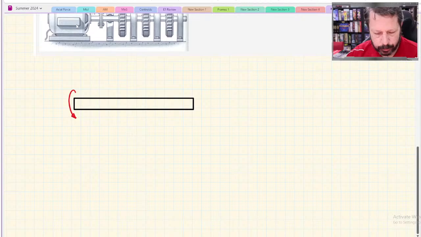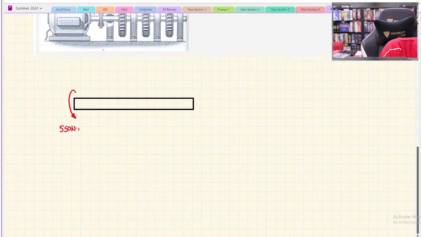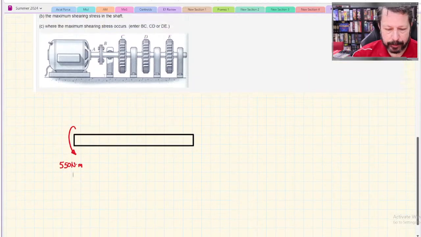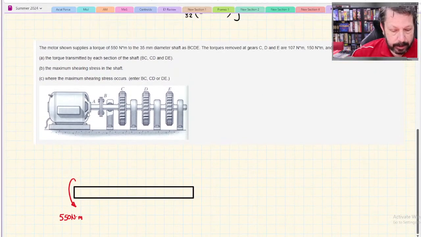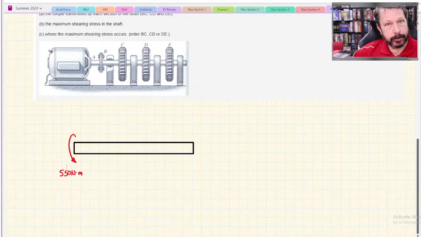What was it, 504? No, 550. This is another one of those that I don't know which way to draw this arrow. There's no real information about the motor spinning clockwise or counterclockwise. So I just picked one direction for the input. So this 550 is the input torque from the electric motor into this shaft with all the gears on it.